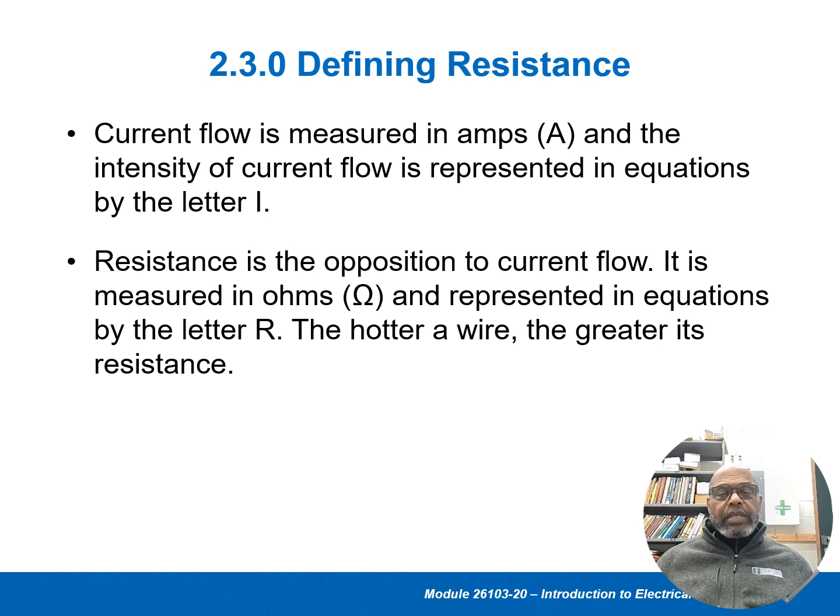Resistance is anything that can impede the flow of current. Current flow is measured in amperes, the intensity of the current flow. In other words, the faster it is moving, the more current is traveling through that wire or device. Current flow is measured in amps, and in formulas we use the letter I. I stands for current. So if you see I in electricity formulas, it means current.